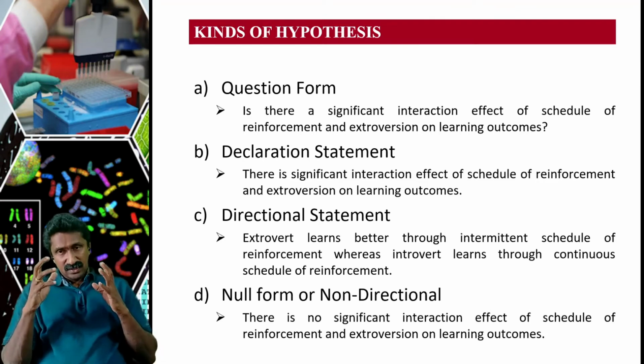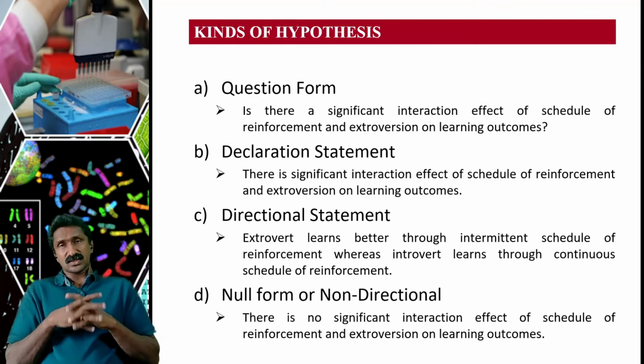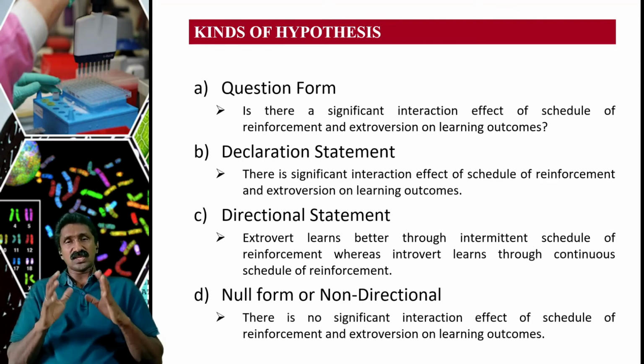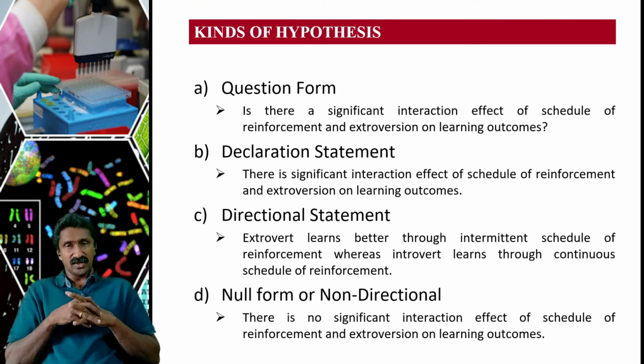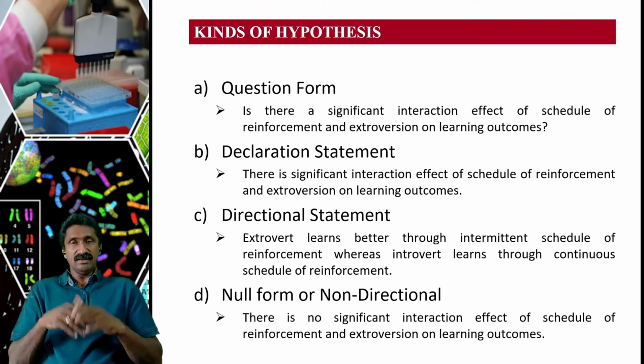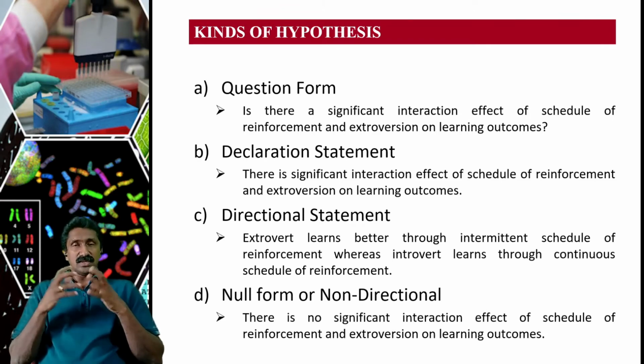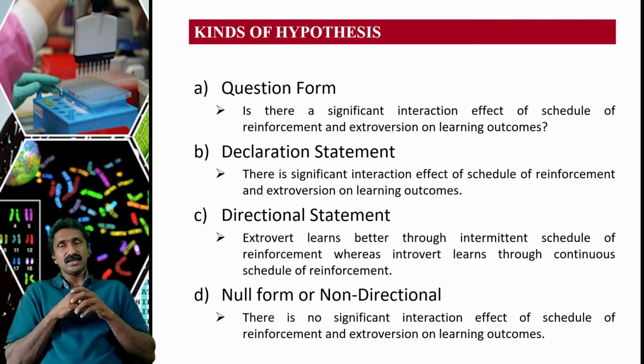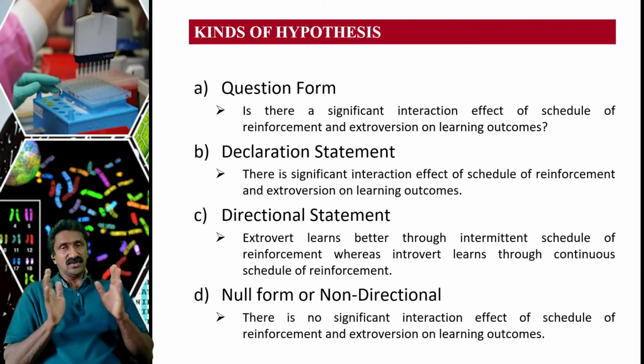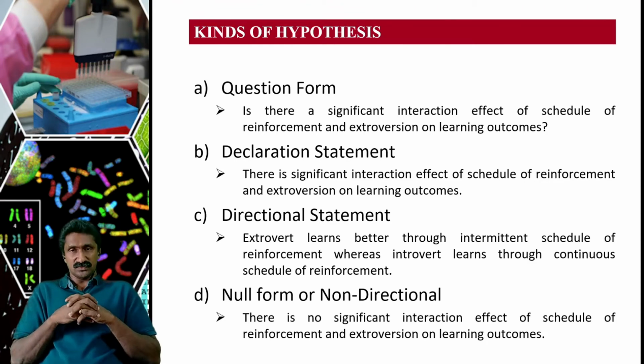Then the null form, or non-directional hypothesis: there is no significant interaction effect of schedule of reinforcement and extroversion on learning outcome. So the assumption is a null hypothesis. A null hypothesis is usually a statement like there is no significant interaction between A and B. So that is the primary assumption, unless it is proven otherwise.